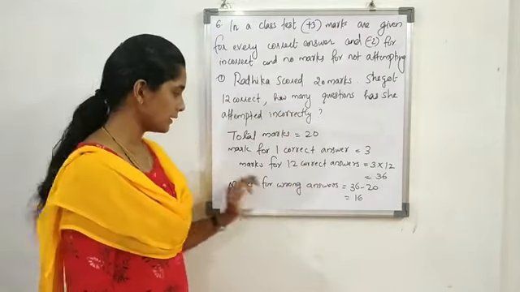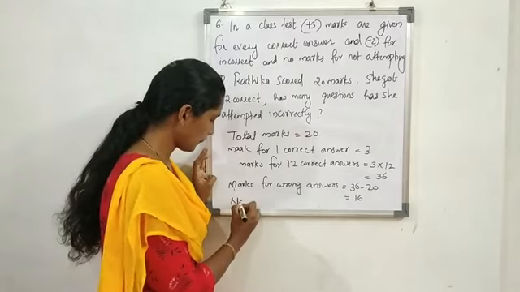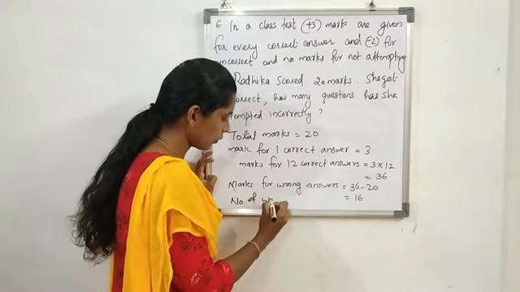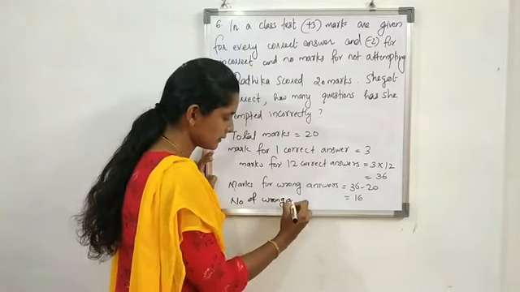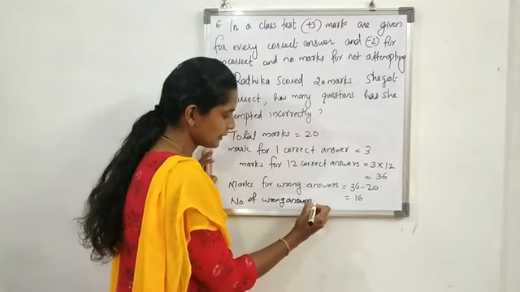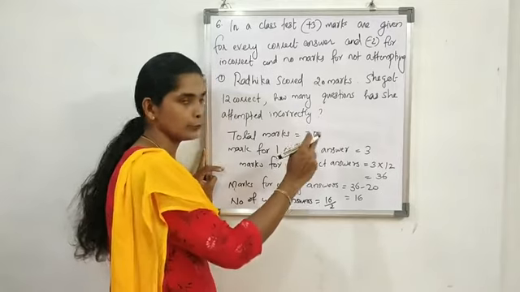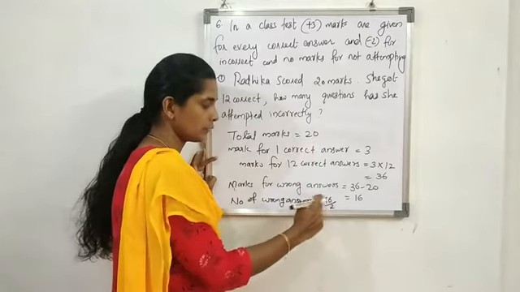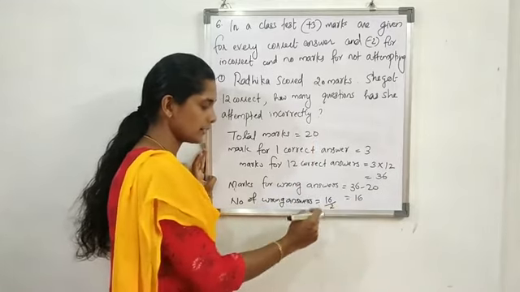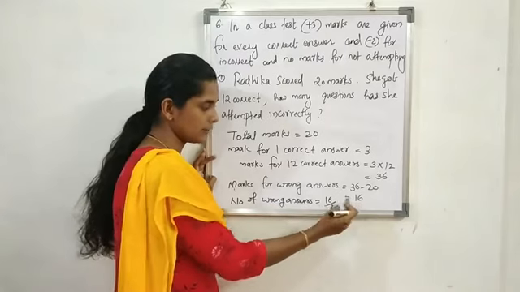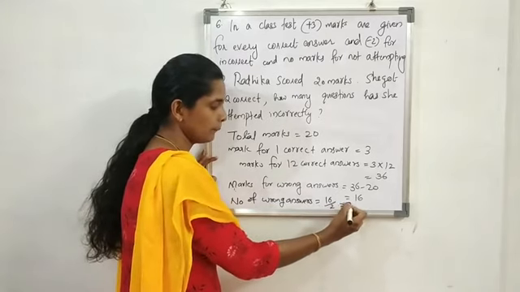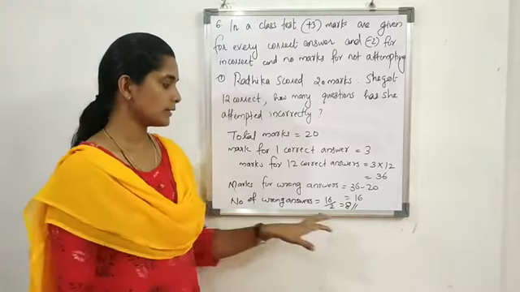Therefore we have to find the number of wrong answers. How many wrong answers are there? That is equal to 16 divided by 2. For one wrong answer, 2. Therefore, you have to find the marks. Total 16 is there. You have to find the number of wrong answers. Therefore, 16 divided by 2 is equal to 8. 8 wrong answers are there.